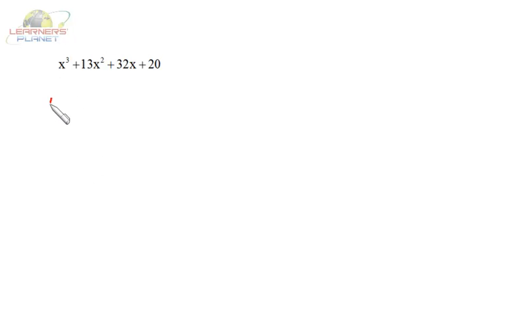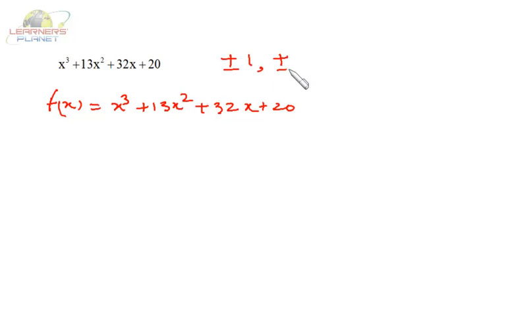Let it be f(x) = x cube plus 13x square plus 32x plus 20. Now let's find out the factors of the constant term, that is 20. It's plus minus 1, plus minus 2, plus minus 4, plus minus 5, plus minus 10 and plus minus 20.